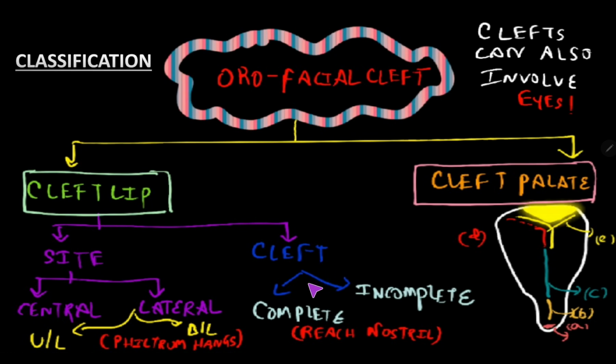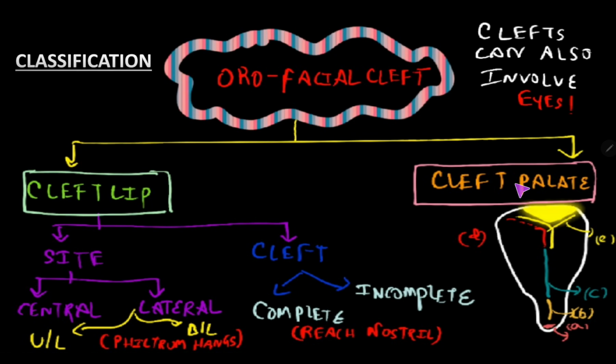Next, the cleft can be classified as complete or incomplete. If it is complete, it means the cleft is reaching to the nostrils, because we know both the frontonasal process and the maxillary process together form the upper lip. If there is extension of the cleft towards the nostril, then that is a complete cleft.